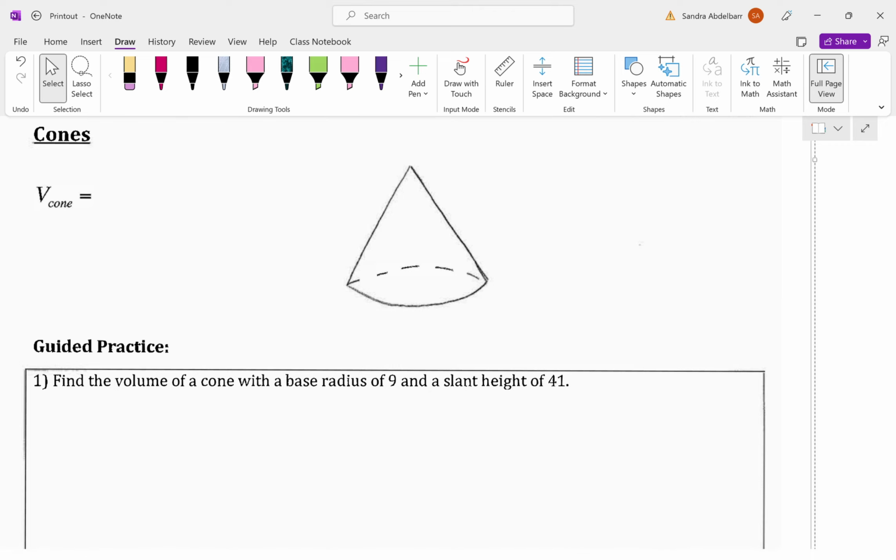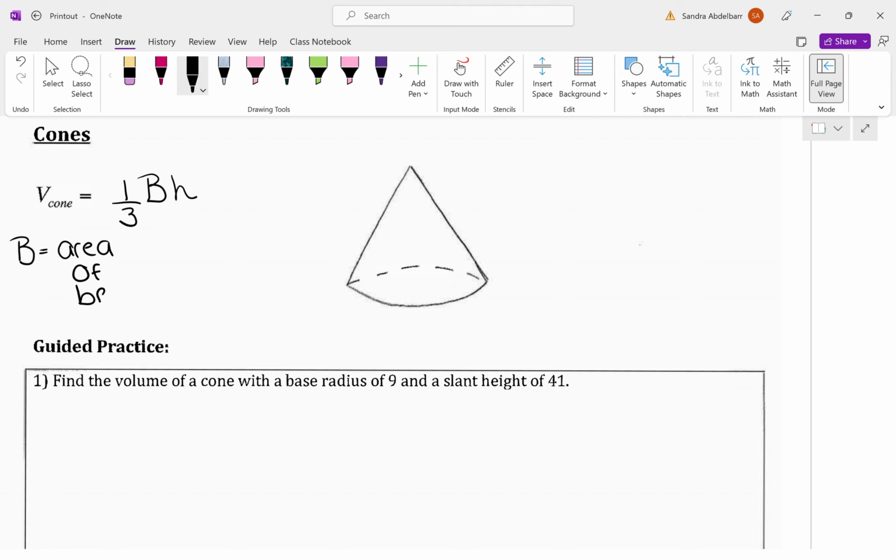Okay, so to find the volume of the cone, it's going to be the same formula as the volume of a pyramid. It's 1/3 capital B times H, where the capital letter B represents area of the base, and H will represent the height of the whole cone.